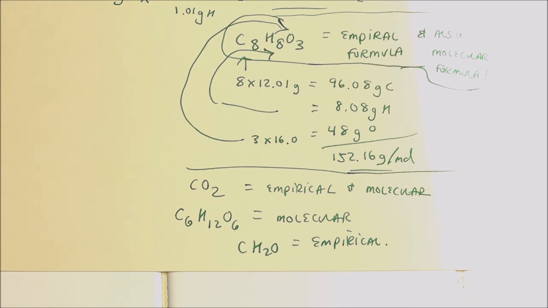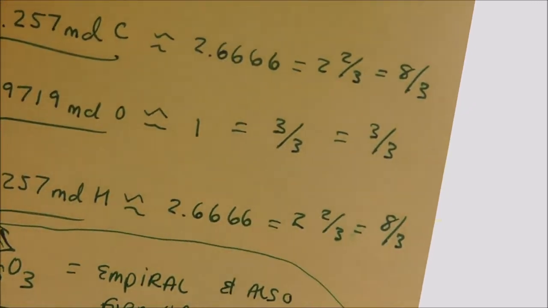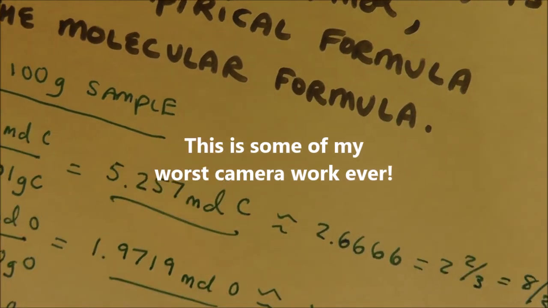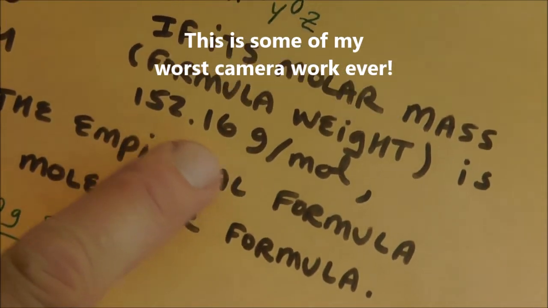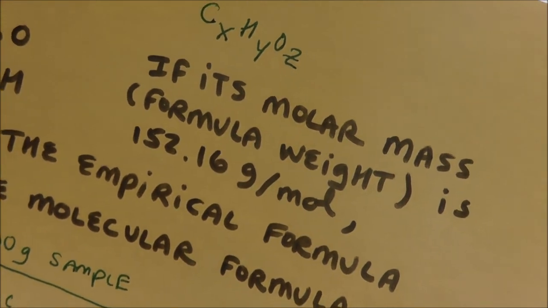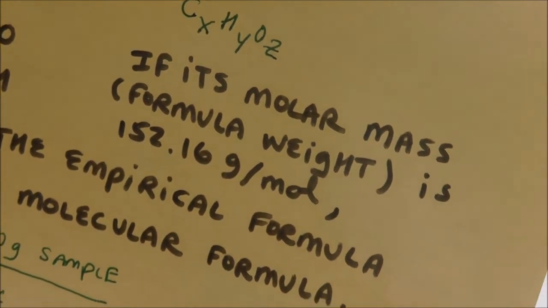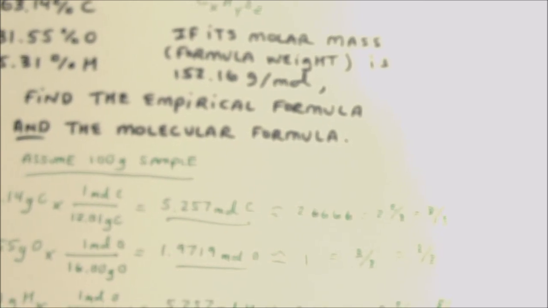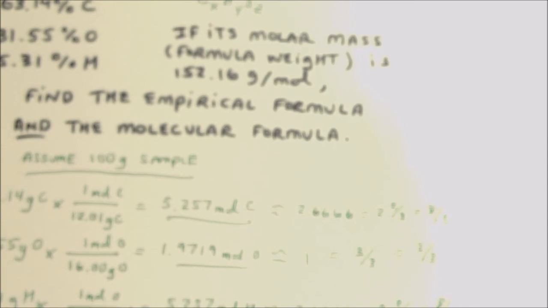And so maybe in the next one, if they tell you the molar mass, you want to assume you've got 1 mole of it, that amount right there, 152.16 grams. So you can always find the molecular formula if your sample size is not 100 grams, but 1 mole. So practice, practice, practice.